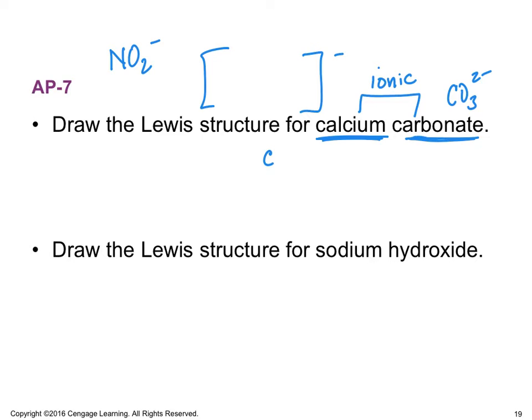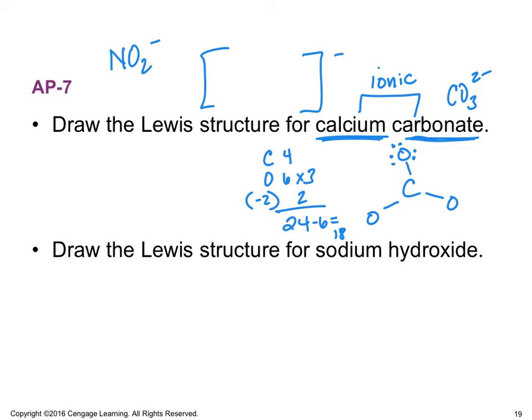So we have carbon that gives us 4 electrons, oxygen that gives us 6, and there's 3 of them. And then we have that -2 charge, which means I need to add 2 electrons to my total. So that is 24 electrons. So if we figure out what goes in the middle, it's going to be carbon, has the fewest electrons to start. We will then attach the 3 oxygens to it. Those 3 single bonds took 6 electrons, so we have 18 left. We'll put them as lone pairs on the outside.